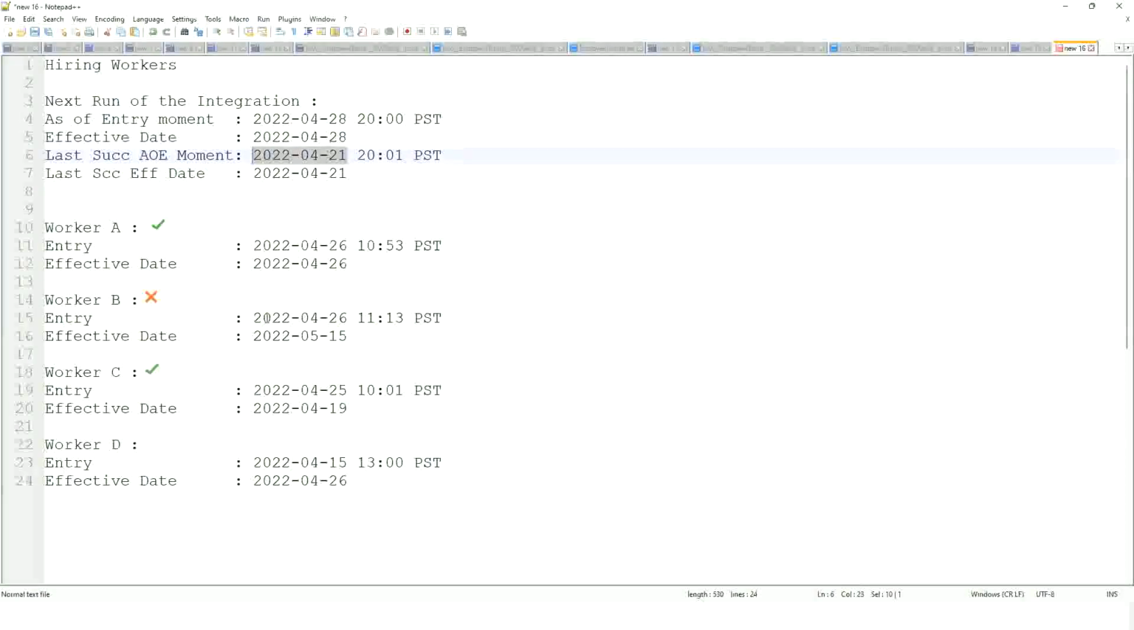No, right. This worker C did not even exist in Workday as of 21st of April, 20:01 PST. Isn't it? When was the entry made? On the 25th. But now the question comes, will it be included? If 19th of April is not between 21 and 28, then why would it be included?